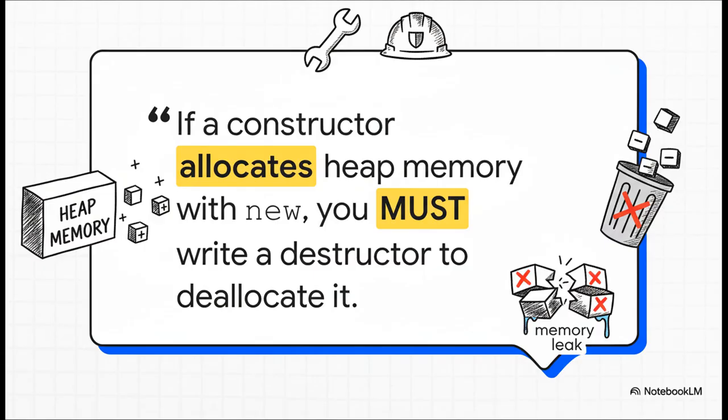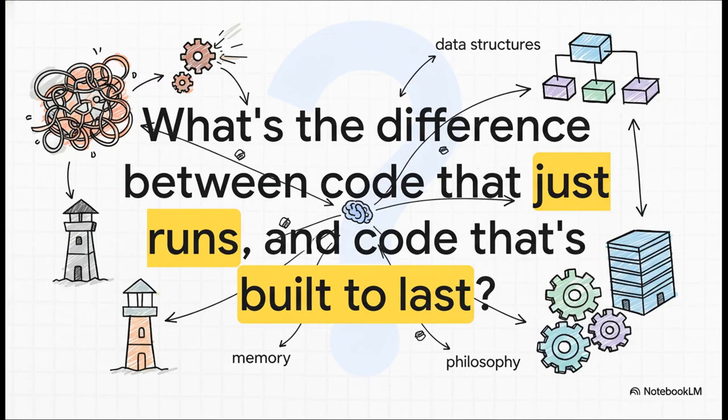And this brings us to one of the most critical rules in languages like C++. If your code allocates memory from the heap, it is your absolute responsibility to give that memory back when you're done. If you forget, you cause something called a memory leak, where your program just eats more and more memory until it crashes.